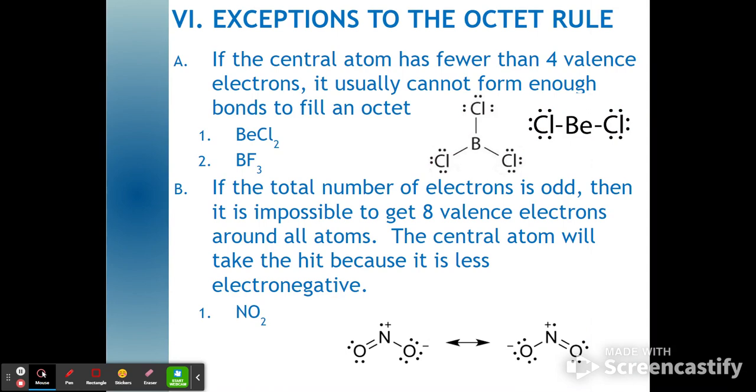So, exceptions to the octet rule. There are various exceptions that you might run into. If the central atom has fewer than 4 valence electrons, it usually can't form enough bonds to fill an octet. So beryllium chloride, you see beryllium has 2 valence electrons because it's group 2A, and so it'll form 2 bonds. Boron trichloride, again, boron has 3, so it's quite happy to just have the 3 bonds.